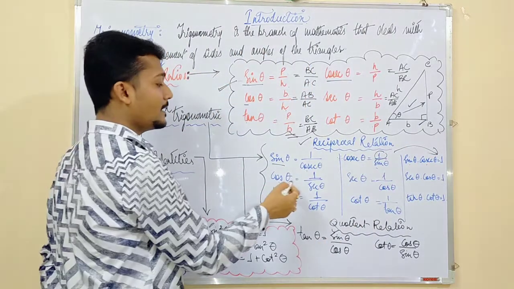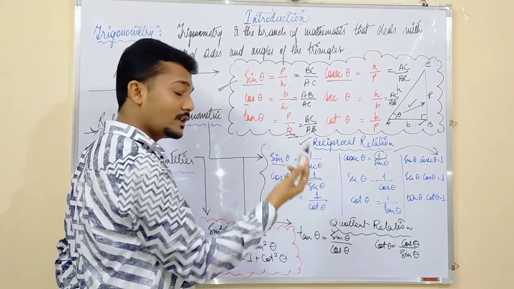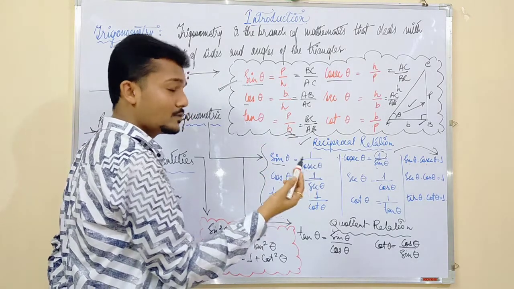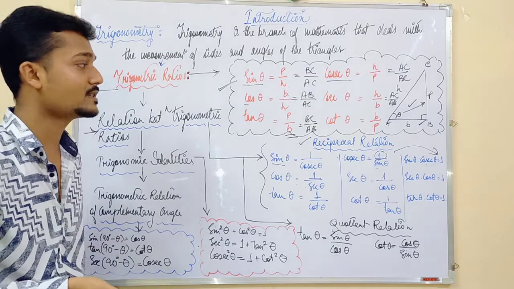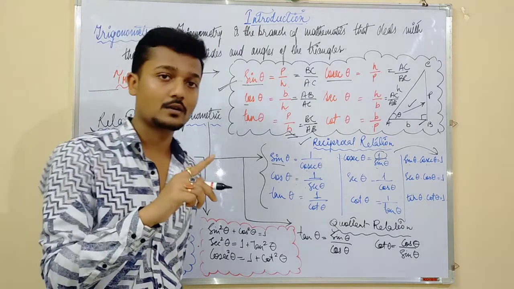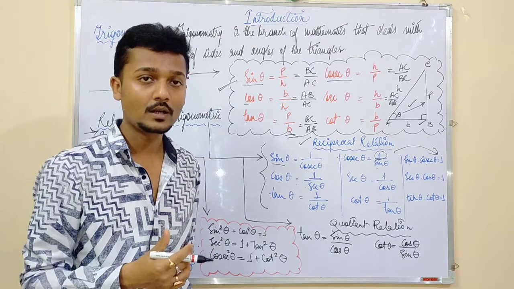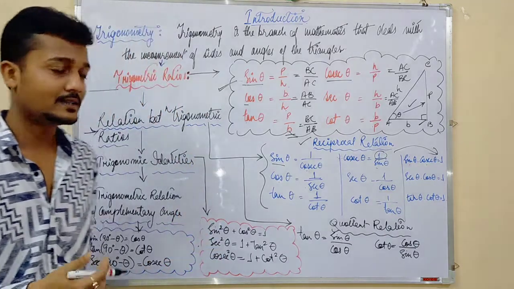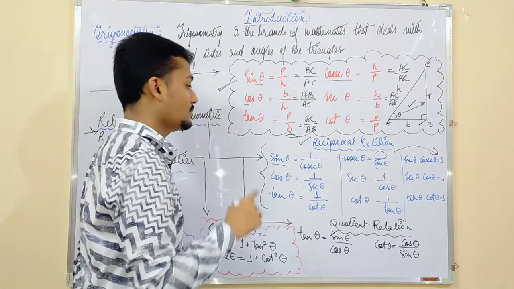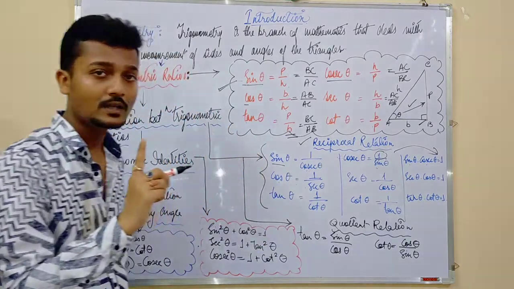Similarly, cos theta is equal to 1 by sec theta. We have already got that in the super hexagon, is it not? So anyone who has missed that super hexagon part, you can go into my playlist and check the super hexagon part that I have shown. It will be helpful to you to understand this video. So that video comes first, that one you have to see without missing it.